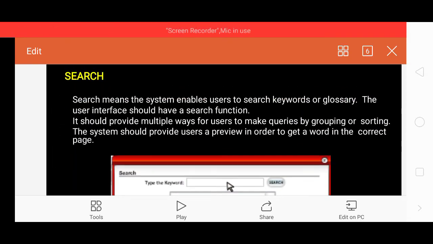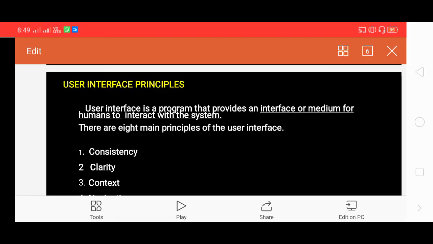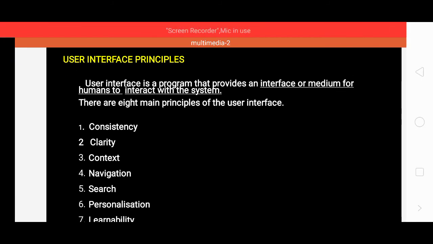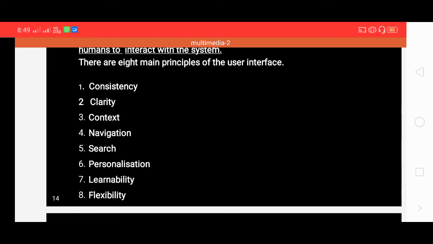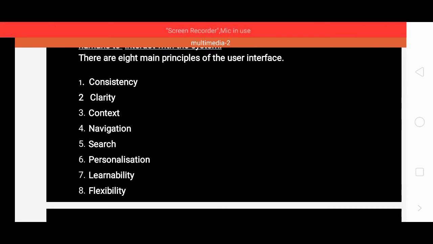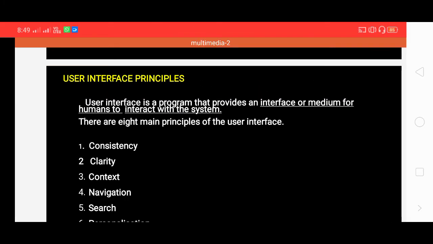Here we see the 8 user interface principles: consistency, clarity, navigation, context, search, personalization, learnability, and flexibility. These are all the user interface principles.